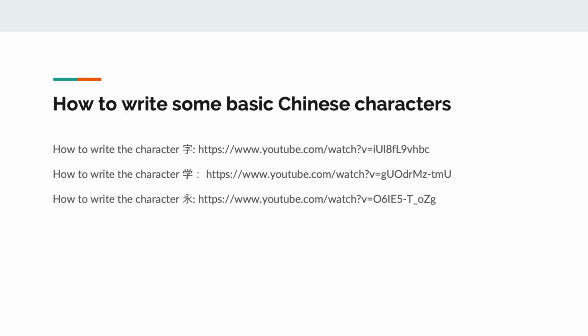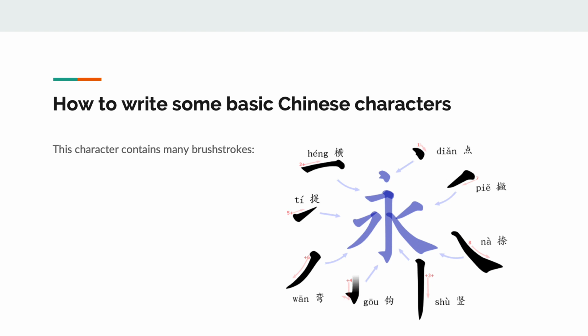Next, here is a slide where you can look up how to write the characters 字, 学, and 勇. Please look at these YouTube videos to learn how to write these characters. On the topic of how to write some basic Chinese characters, this character 勇 contains many brushstrokes: 横, 提, 弯, 钩, 竖, 捺, 撇, 点.